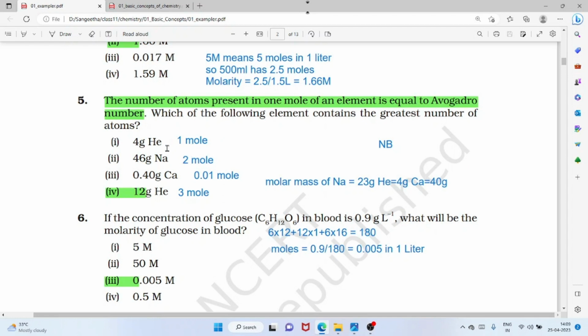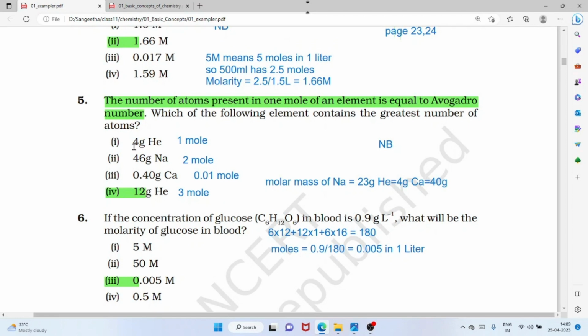Okay, so here this is one. Helium has an atomic weight of 4, so that is a molar mass of 4 gram. And sodium, that is 23, so here 23 gram, so these two, what is in 2 moles. So here this is 0.01 mole, because calcium is 40 gram. So here we have 3 mole, and this 3 mole into the Avogadro number. So you will have the maximum, which element contains the greatest number of atoms.